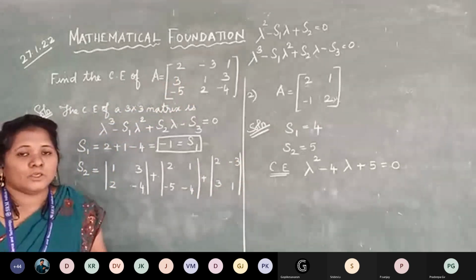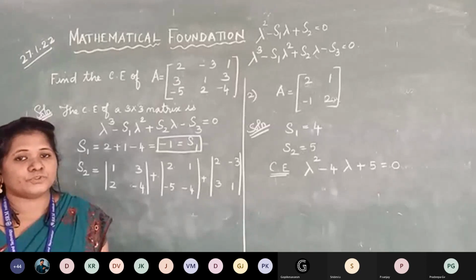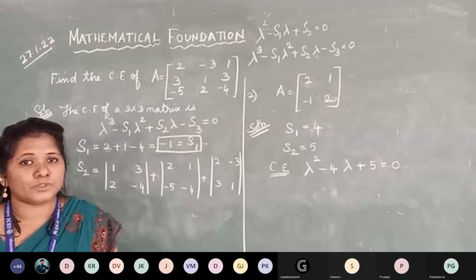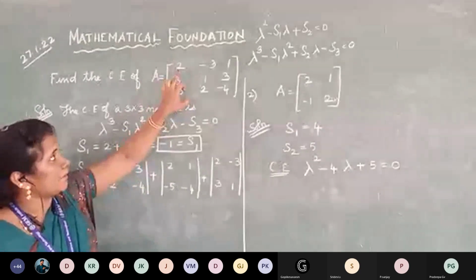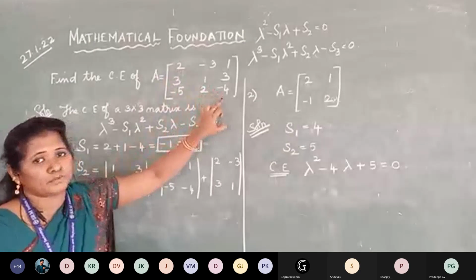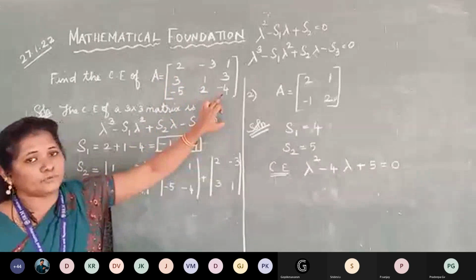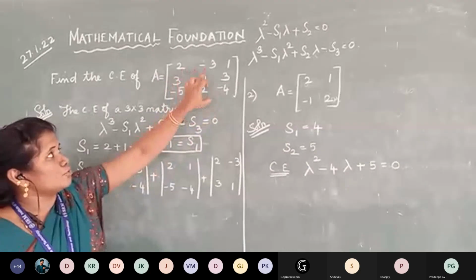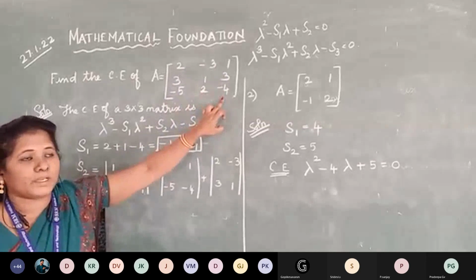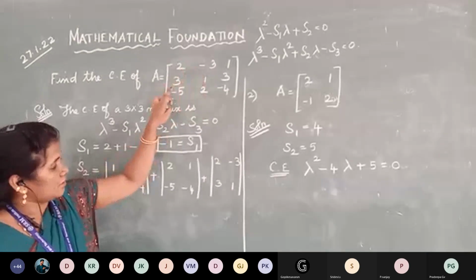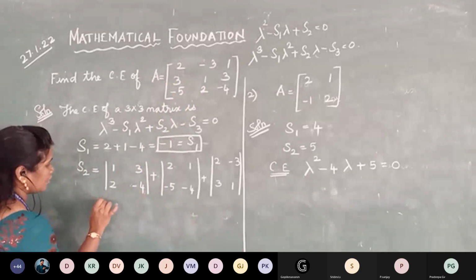Okay, I will repeat it again. Your S2 is the sum of the minors of the main diagonal elements. So your main diagonal elements are 2, 1 and minus 4. For this 2, your minor will be 1, 3, 2, minus 4. For 1, it will be 2, 1, minus 5, minus 4. And for minus 4, your minor will be 2, minus 3, 3 and 1. After that, you know how to do it. You will multiply and get your value.